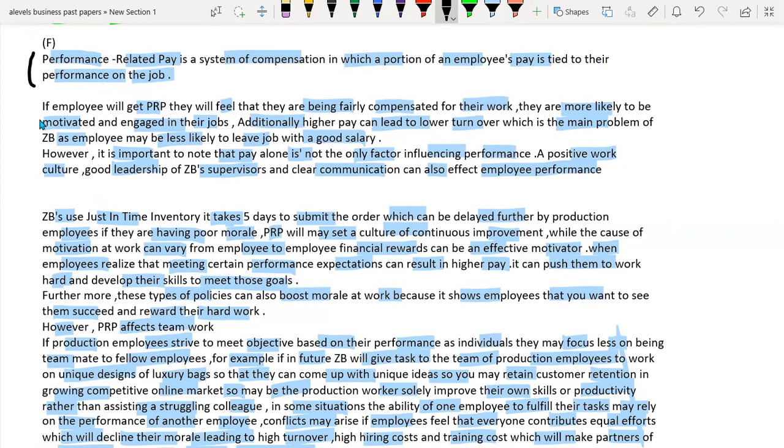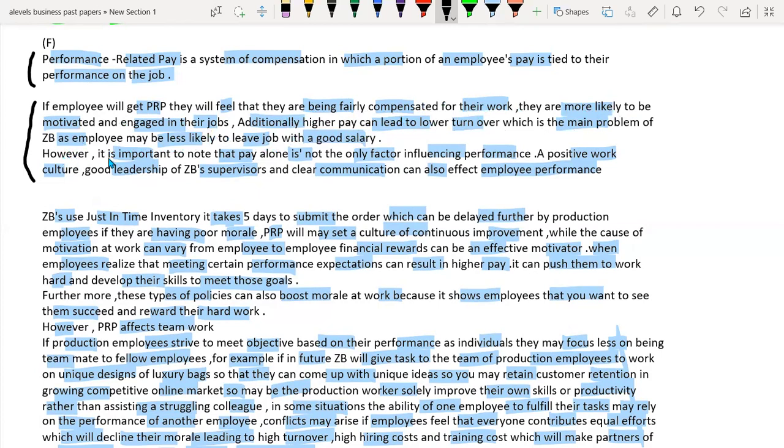First of all, I have started analyzing my point, but with however, it means that in this paragraph we want to balance our argument. If employees get PRP, they will feel that they are being fairly compensated for their work. This is the analysis. They are likely more motivated and engaged in their jobs. Additionally, higher pay can lead to lower turnover. Now I'm linking the benefit with the impact, which is the main problem of ZB, as employees may be less likely to leave the job with a good salary.